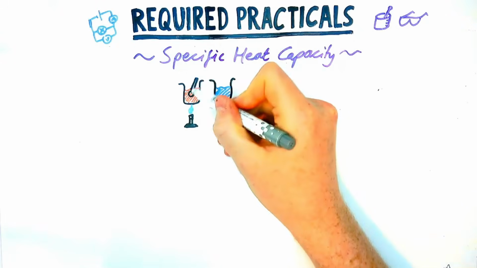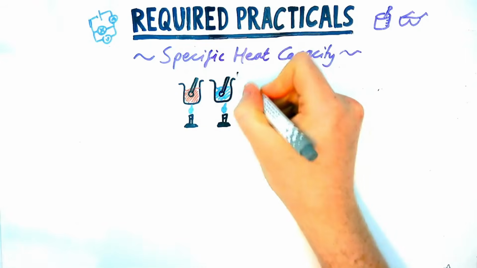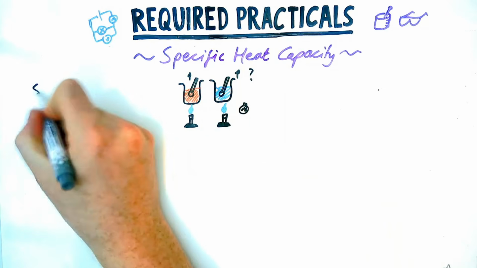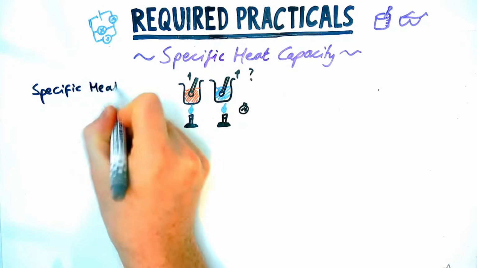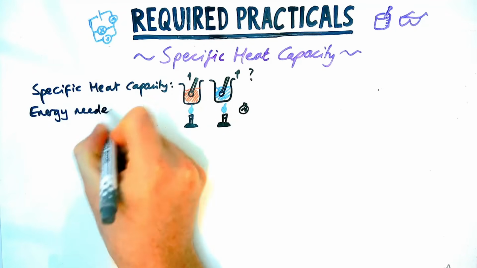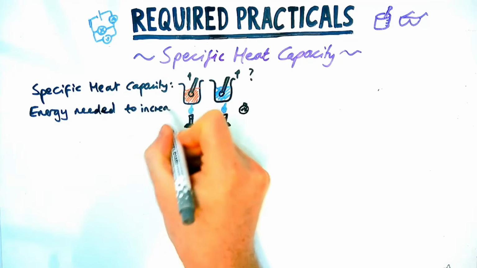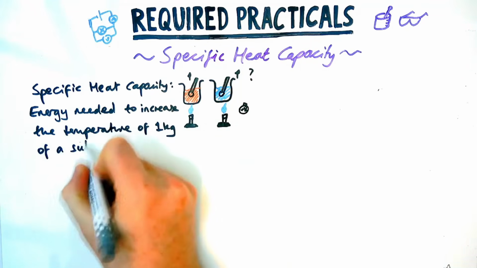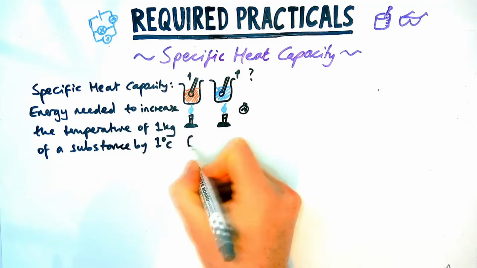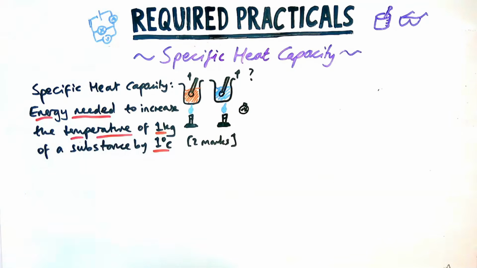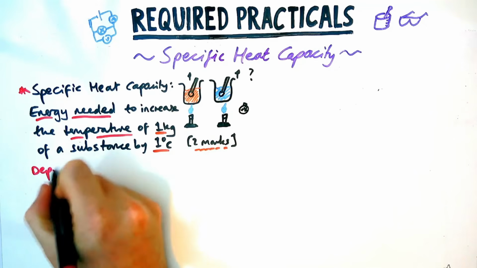Why is it that different substances take different amounts of time to increase in temperature, even if they're heated for the same amount of time? Well, the answer lies in something called specific heat capacity and how much energy they can store. So before we dive into the practical, which is one of the harder ones in paper 1 physics, let's look at the definition, because it's worth 2 marks if you can recall this in an exam. So specific heat capacity is the energy needed to increase the temperature of 1 kilogram of a substance by 1 degree Celsius. It's 2 marks because there's quite a lot to remember, but there is a hint and there is a tip. If you manage to look at the equation for specific heat capacity in your exam.